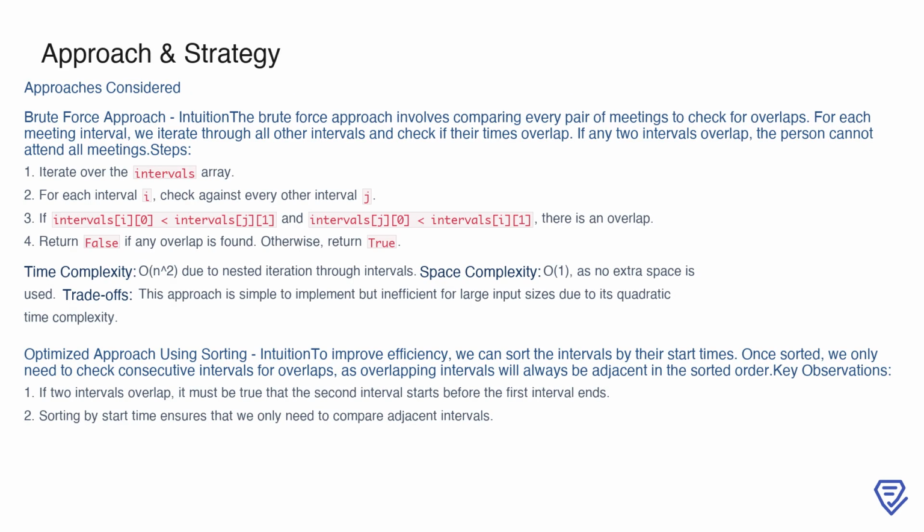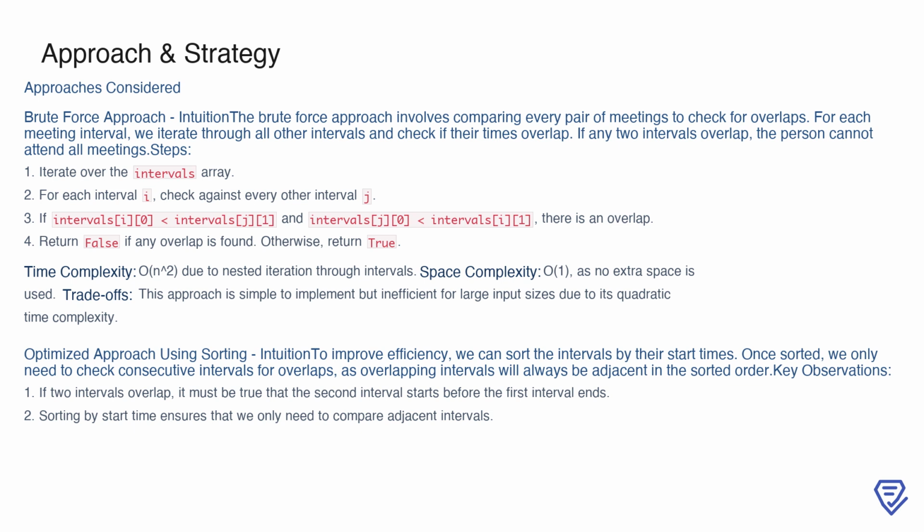To solve this problem, let's start by considering the brute force approach. The intuition behind this method is to check every pair of meeting intervals to see if they overlap. This involves iterating over the list of intervals and, for each interval, comparing it against all other intervals. If two intervals overlap, it means the person cannot attend all meetings.